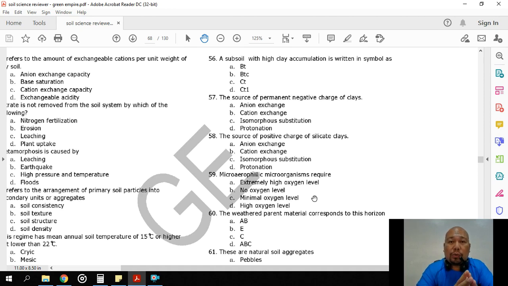Okay, again, we're with our compendium, our soil science review. We're going very slow, but still, I can share you some stuff. Last time, we covered until question number 56, and that one, I don't know the answer. So we'll just continue with what we left last time.